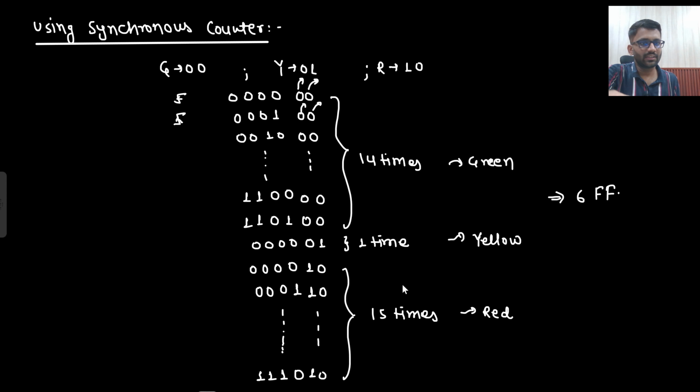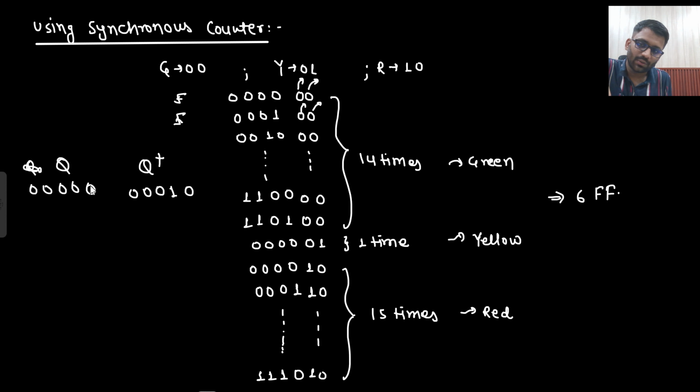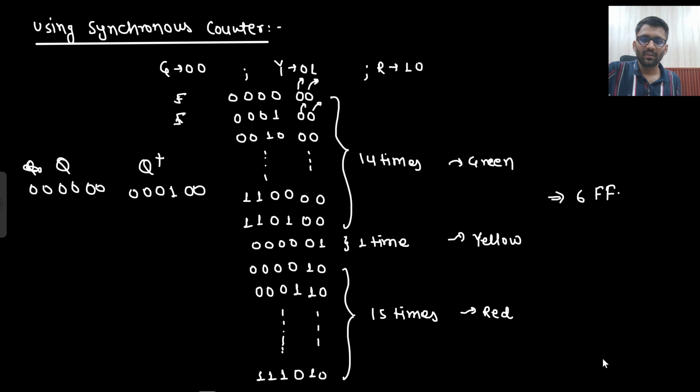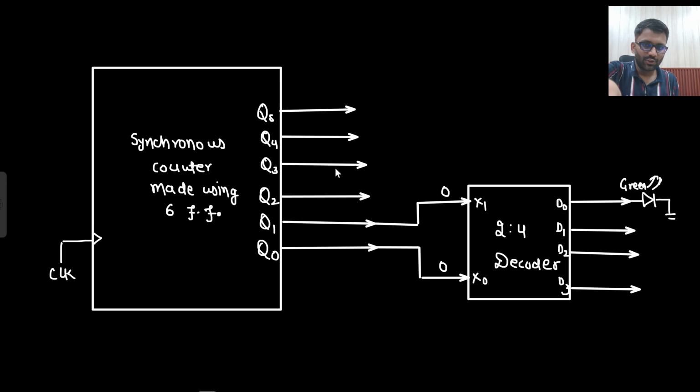I have designed the counter in this manner only. This is my initial state, some Q I am writing, then my Q plus will be 0 0 0 1 0 0. In that manner I have designed it. So in the next cycle, what will come? 0 0 0 1, again 0 0 here. So again 0 0 is coming, and again this is lit.